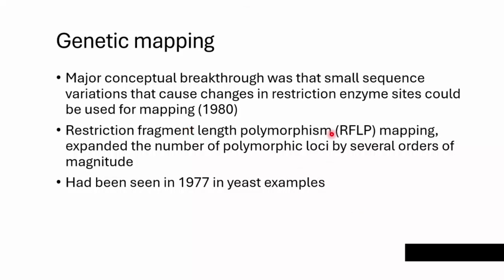Obviously, this takes a lot of work, especially for 3 billion base pairs. So it's not the best way to do it, but the first example of restriction fragment length polymorphism mapping was done in yeast by Ron Davis. You can Google it up, and you can see his work, okay?